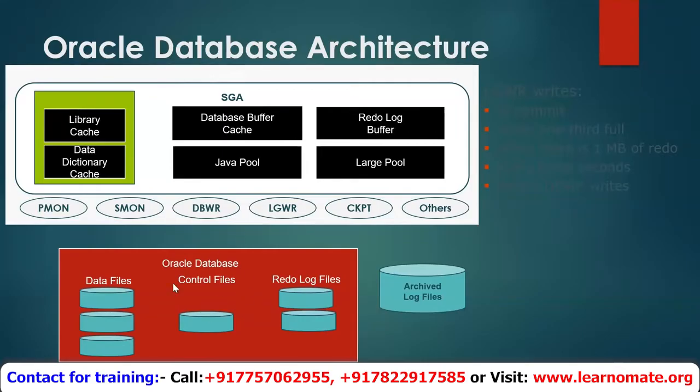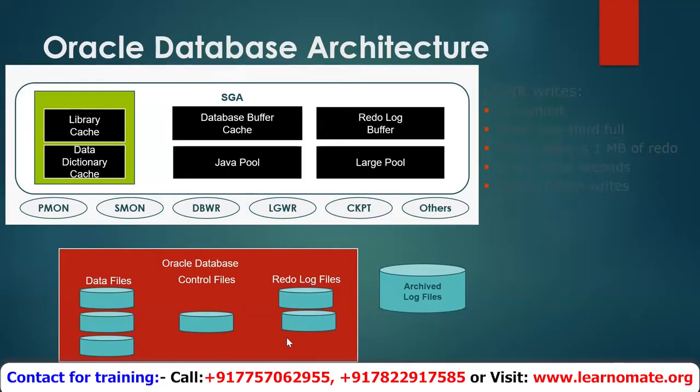Then you have got control files. Control files are the metadata files, metadata information. These control files are the most critical files at database level, which store the metadata information. Control files are kind of data about data. If you lose your control file, your database goes for a toss. So these control files are really very important.